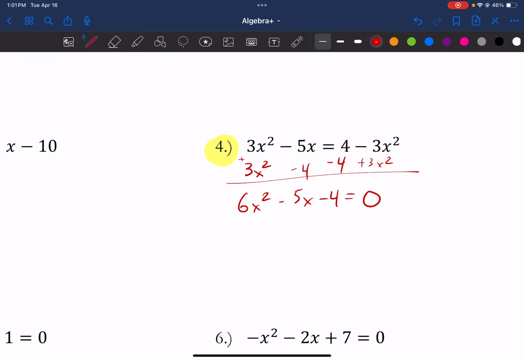Using this, go ahead and substitute into the formula using your a, your b, and your c. Let's see what you get for this problem. Go ahead and pause it here before you're ready to check your answers.